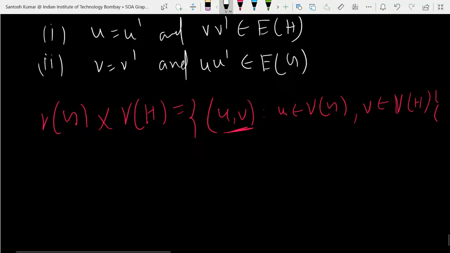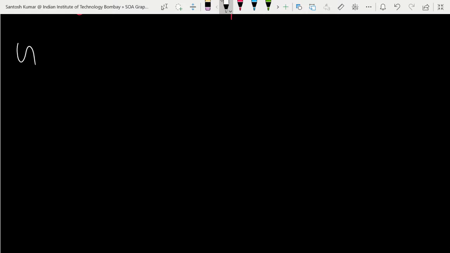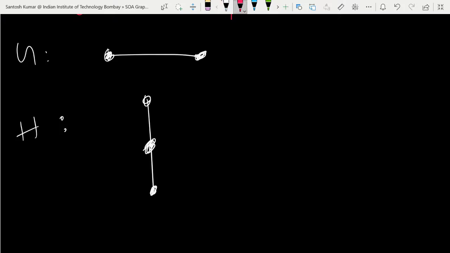Now let's come to the example of the Cartesian product of two graphs. Suppose G is this one, you can say this is P2, or K2. And H is this one, let's say this is P3. So K2 and P3 I have. For names, you can write: suppose this is U1, this is V1, and this is U2, V2, W2.